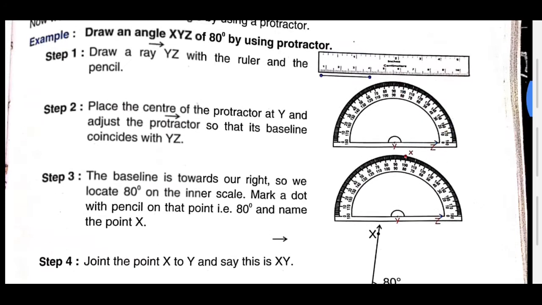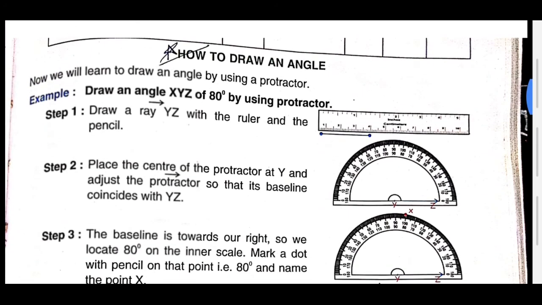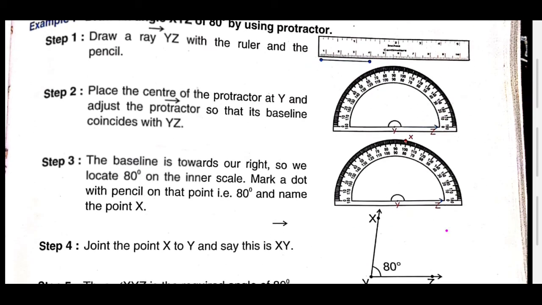So these are the steps. First, you draw the line. Second step, you have to put the center point on the Y, and the baseline will pass through this line. Third point, you are using your right side, so you have to use the inner scale. At 80 you have to put a dot and write X.